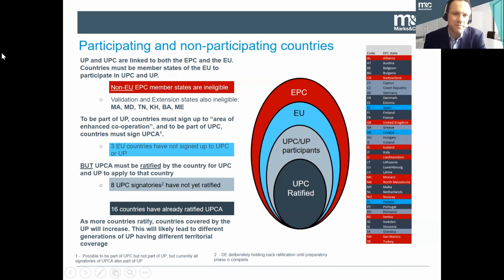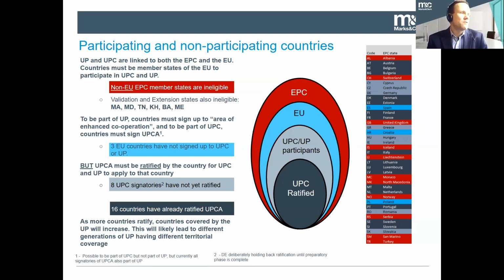As Graham said, I'm a European patent attorney, also qualified as a UK patent attorney and a German patent attorney. I've got over 20 years experience in this, so hopefully I'll be able to guide you through the unitary patent side of things halfway cogently.